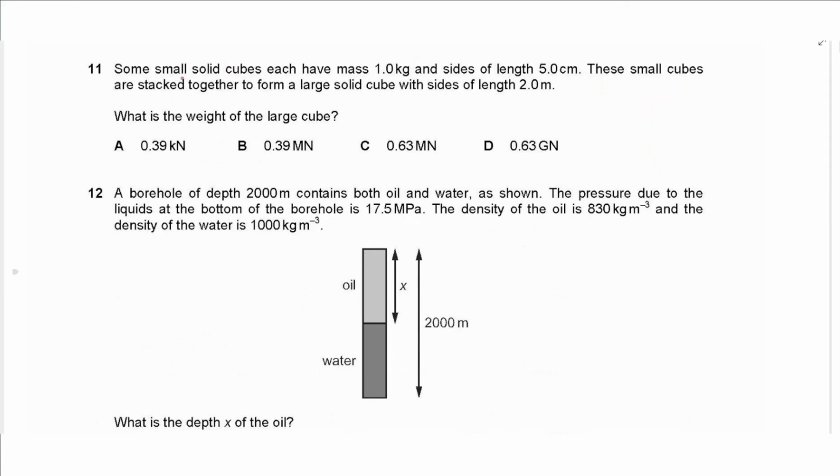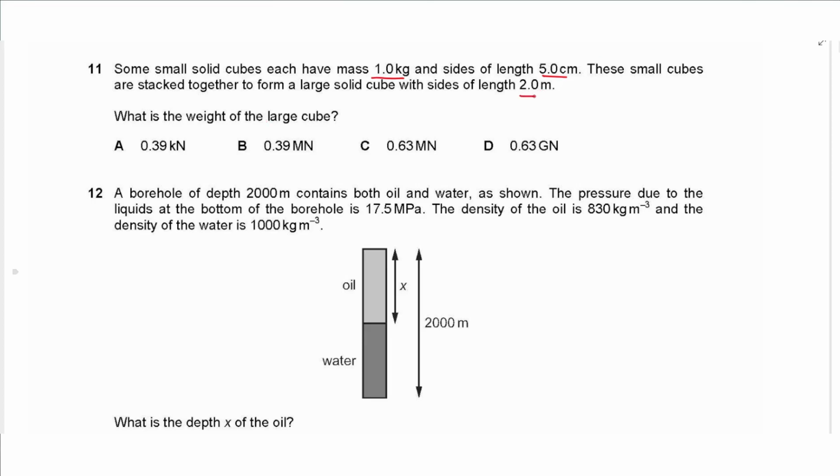Question 11 says some small solid cubes each have mass 1 kilogram and sides of length 5 centimeters. These small cubes are stacked together to form a large solid cube with sides of length 2 meters. What is the weight of the large cube? So we need to know how many of the small cubes are stacked in the large cube.